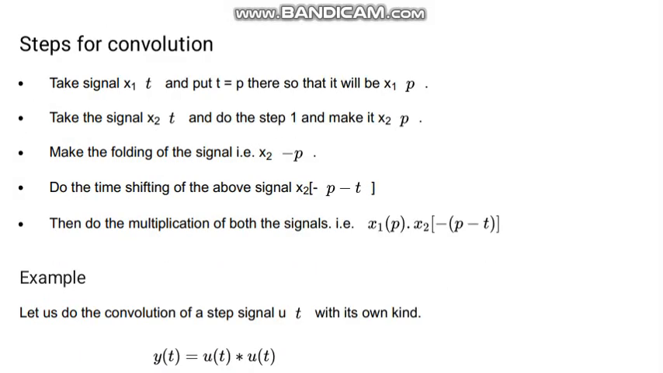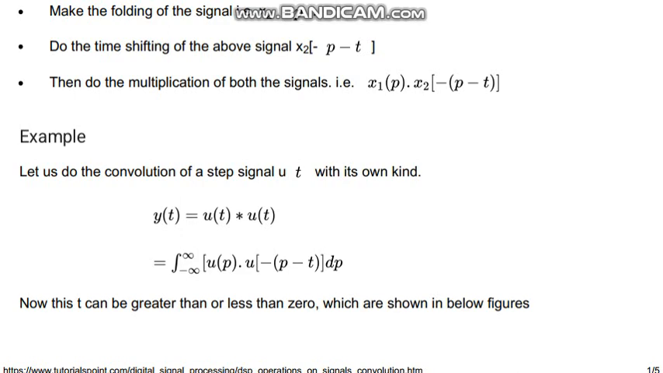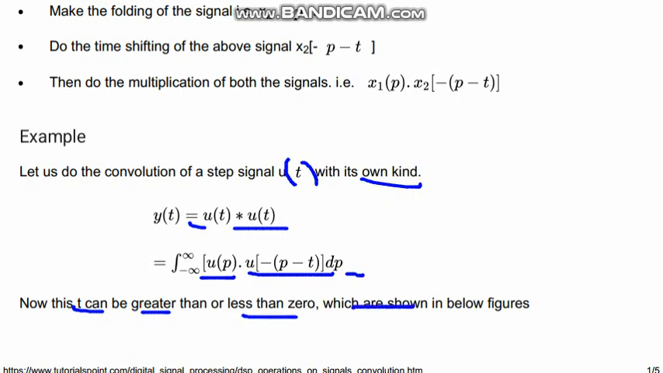Now first of all, there is an example. Let us do the convolution of a step signal u(t) with its own kind. That means it is the same u(t) signal we want to convolve. So then we have to take u(-p-t) dp. So t can be greater than or less than 0, which are shown in the figures below.